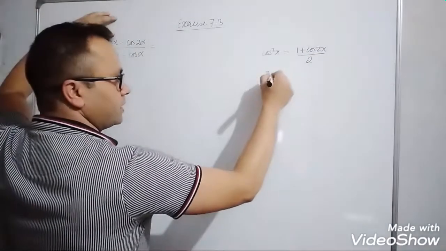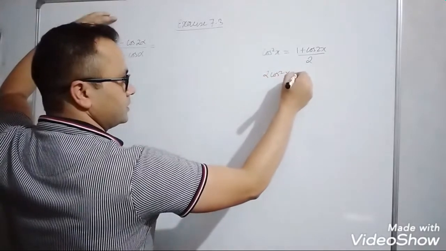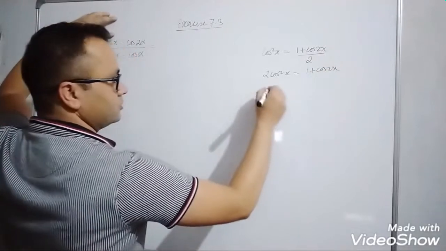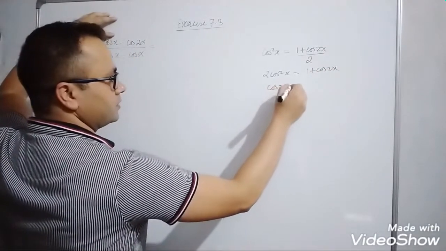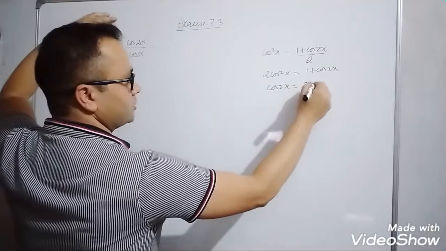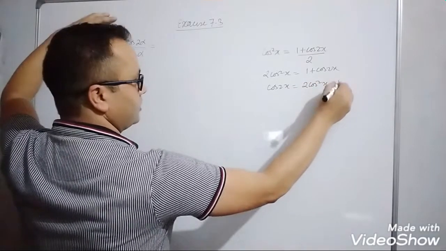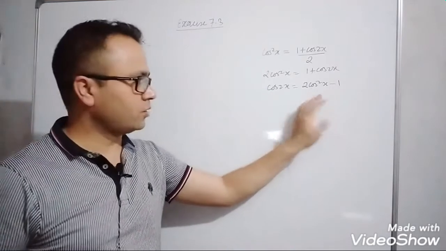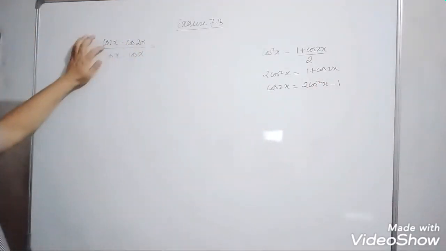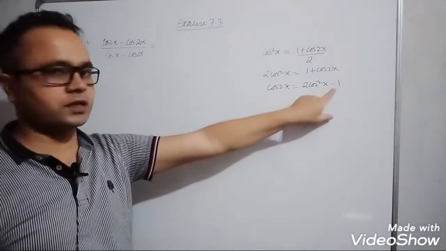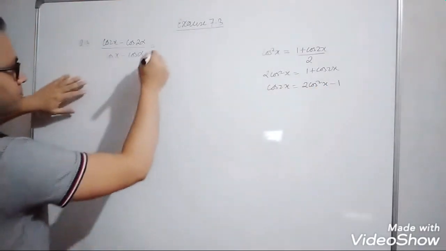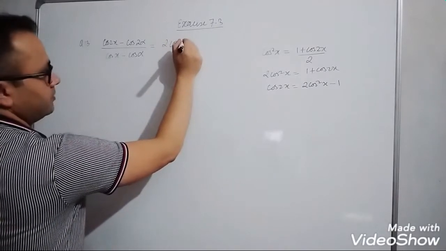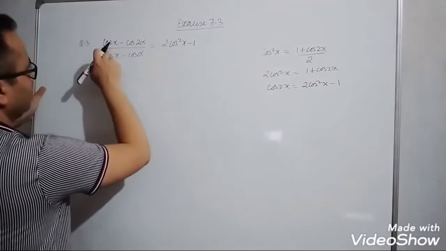Then 2 cos square x equals 1 plus cos 2x. So cos 2x equals 2 cos square x minus 1. This is the formula of cos 2x. Now we have to put this formula here. So cos 2x is 2 cos square x minus 1.